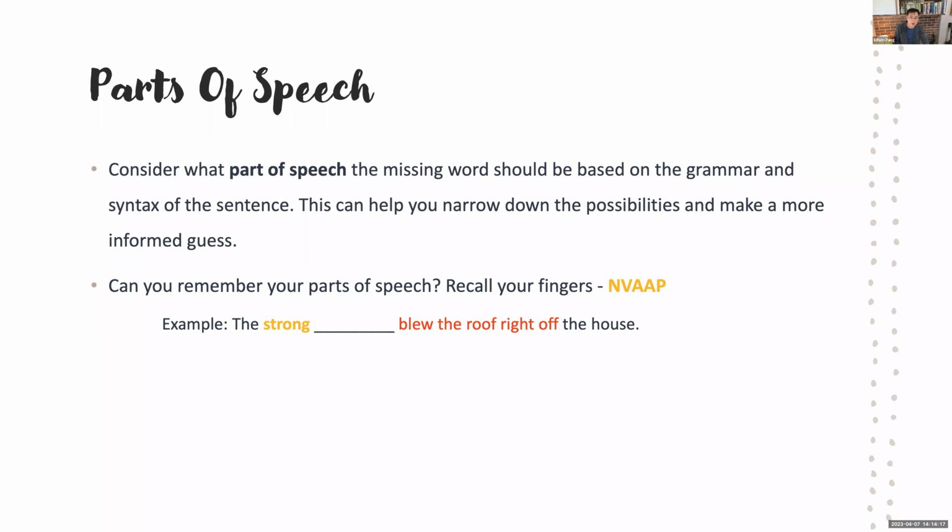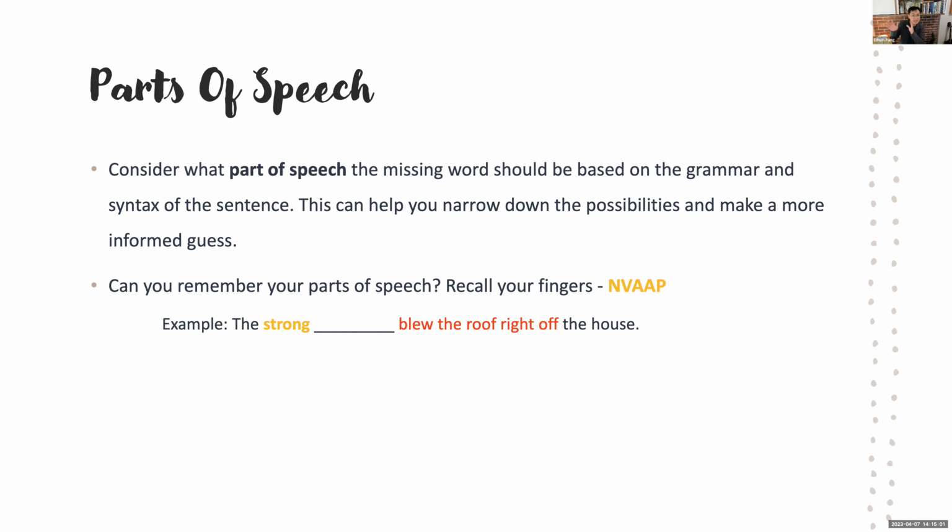Why is this important? Because if you look at the sentence, you see that the word next to the blank is an adjective. If I have a blank next to an adjective, then what type of word is that blank? Adjectives always describe what type of words? Nouns, right? Adjectives always describe nouns, right? So something blew the roof off the house. The noun is the name of something. So what is the something? What is the name of the thing that blew the roof off the house? Rochelle? The wind. Not just the wind, but the strong wind.